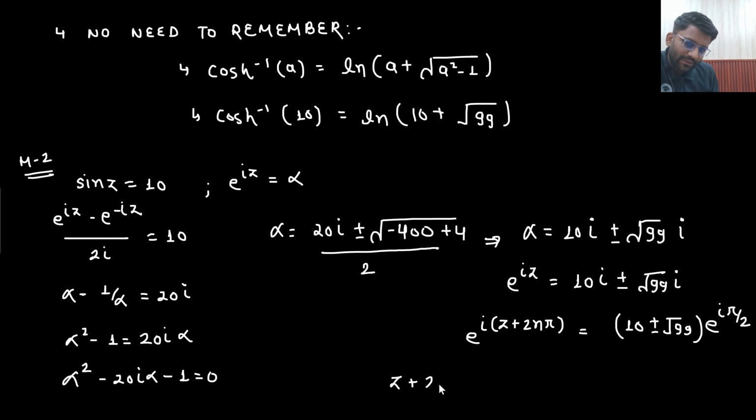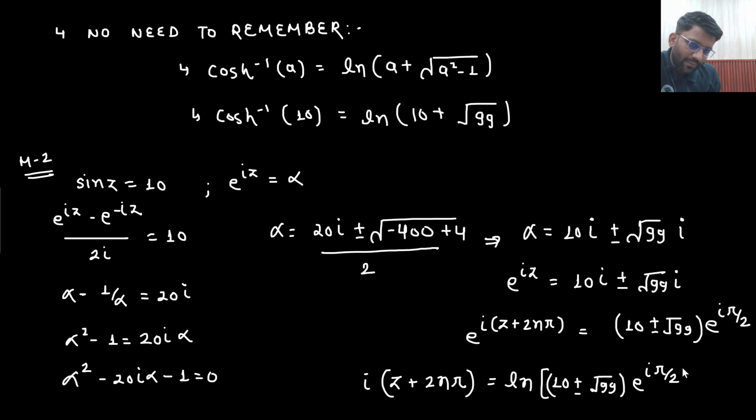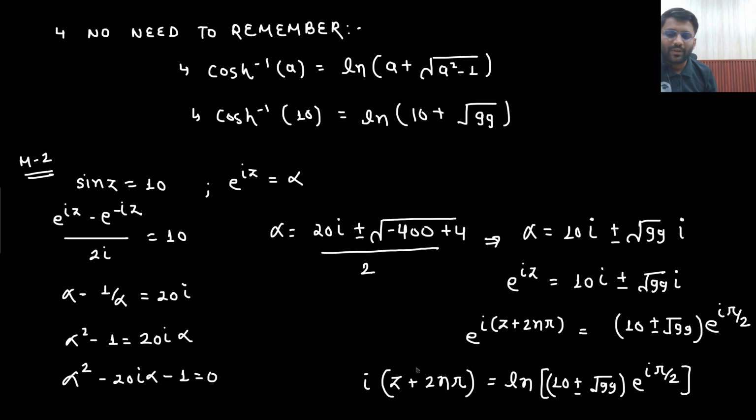Now z plus 2n pi, iota sign is outside. If it goes to the other side, what are we getting? ln of 10 plus minus under root 99 times e to the power iota pi by 2. Understandable? Just exponential I have taken to the other side. Now what do I need to do? I need to pick up this step.